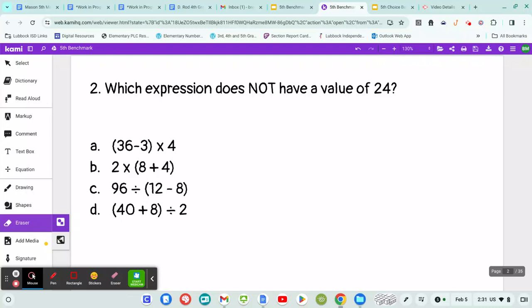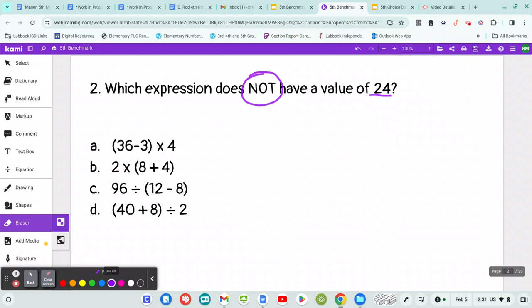Okay, which expression does not have a value of 24? So we're looking for the answer choice that does not equal 24 when we solve it. The thing that makes this problem a little bit challenging is that you have to solve all four of those expressions. That can be kind of heavy.